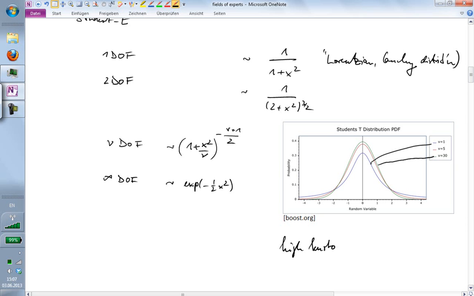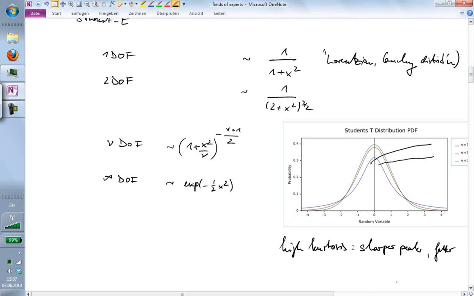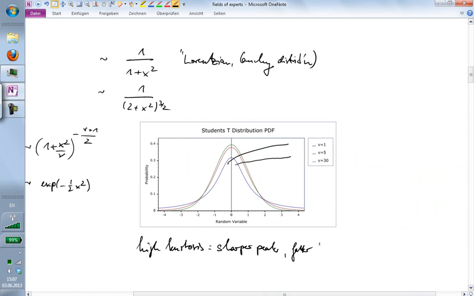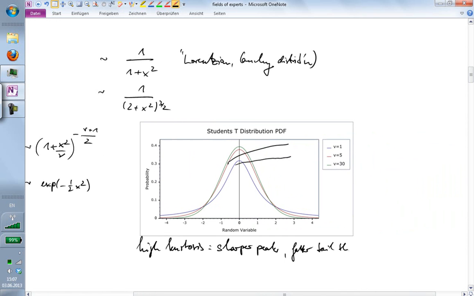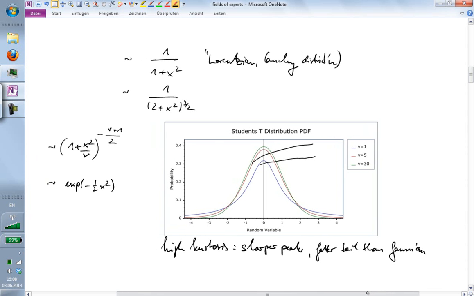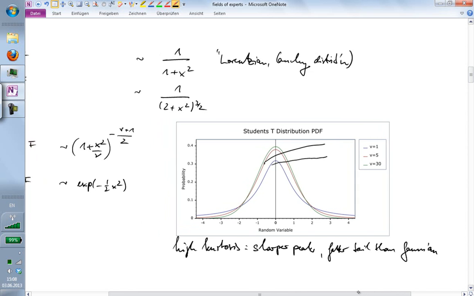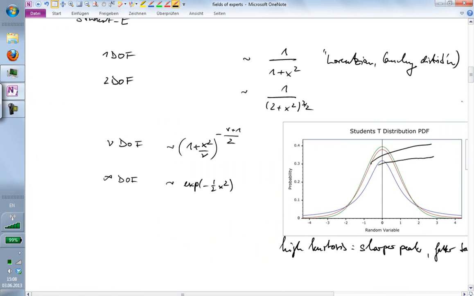So high kurtosis means that a distribution has a sharper peak around the center and a fatter, longer, or heavier tail than the Gaussian. And of course, there are low kurtosis distributions also. So this was student t.